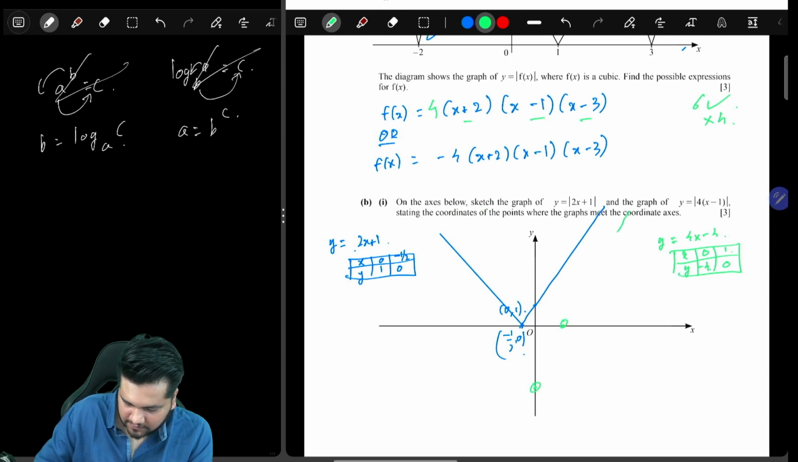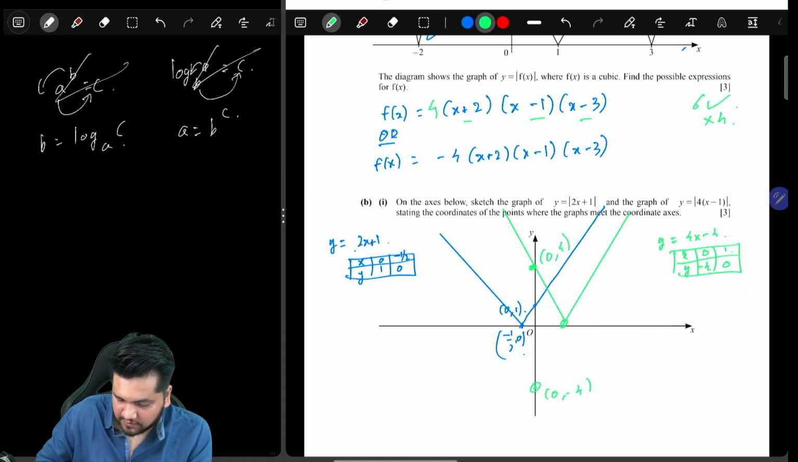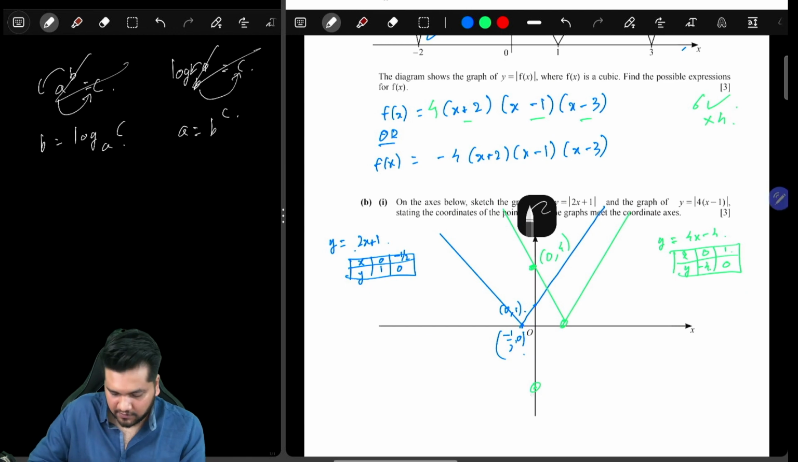Somewhere like this, one second. And maybe like this, yeah. So here we go. This is going to be the coordinate, which is (0, 4). This was (0, −4), but this is going to be a reflection, so it's going to be (0, 4).